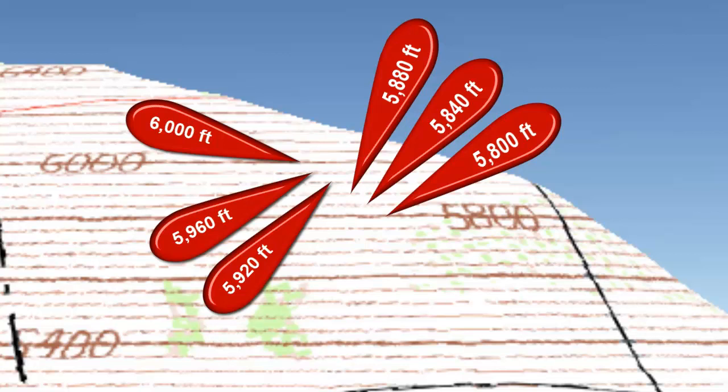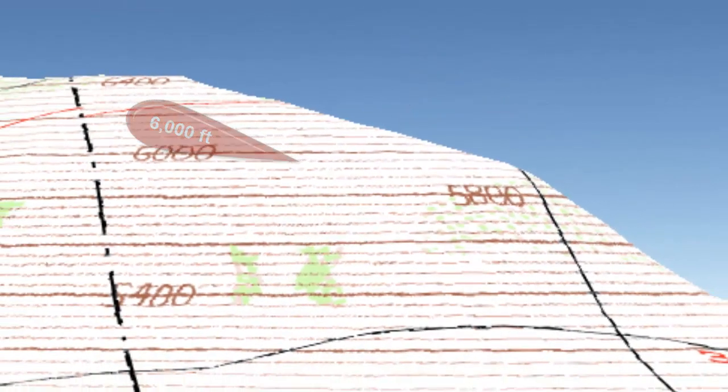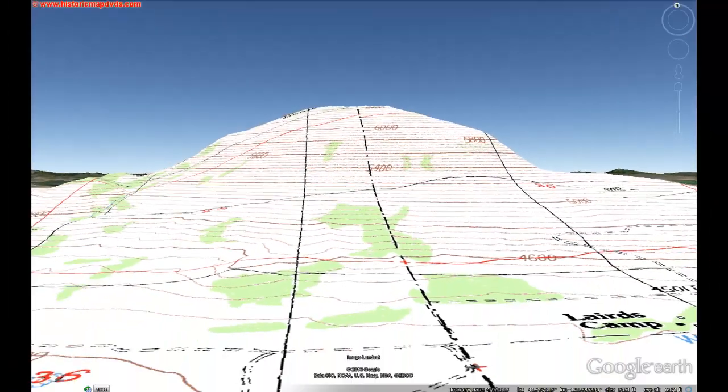If you know the contour interval, you can determine the elevation of any point on a map by simply counting upward from the nearest index contour. The important thing to remember here is that all contour lines are equally spaced vertically. You gain or lose the same amount of elevation anytime you go up or down one contour line.